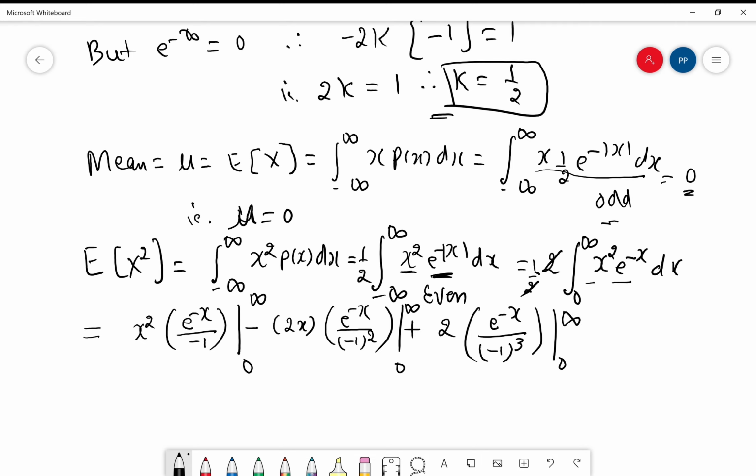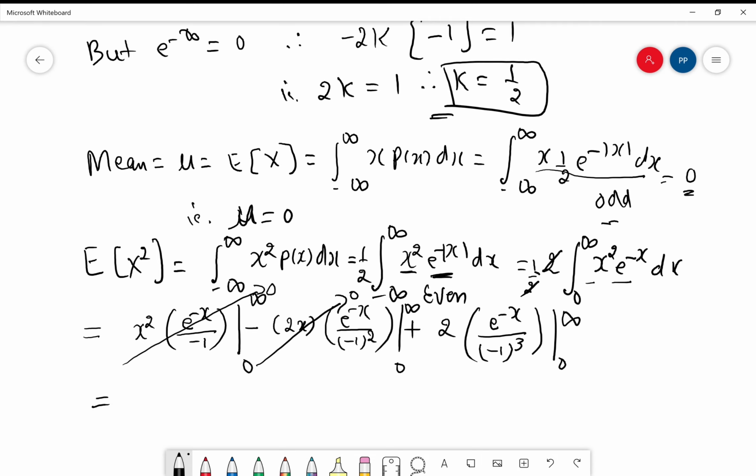the limits of the first two terms is 0, because at the upper limit it is 0 because of e power minus x, at the lower limit it is 0 because of x square here. Similarly, the second term also equals 0, because at the upper limit it is 0 because of e power minus x, and at the lower limit it is 0 because of x. Now we just have to take the limit for the last term.